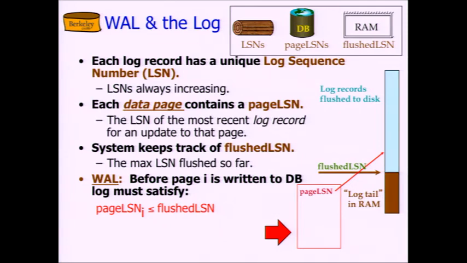It's waiting for a good time to do some I/O to the log. Right? And at any given time, there's some log tail in RAM. Another way to talk about the write-ahead logging protocol is in terms of these variables. You can say before page i is written to the database, the log must satisfy the property that the pageLSN of i is less than or equal to the flushedLSN. That is to say, the log record for this page is not in the tail. It's above the flushedLSN. Make sense?